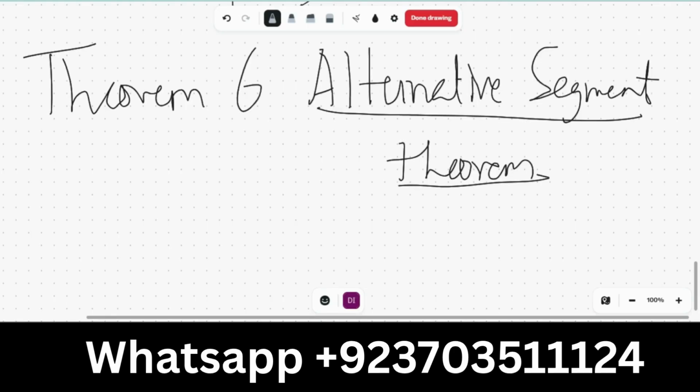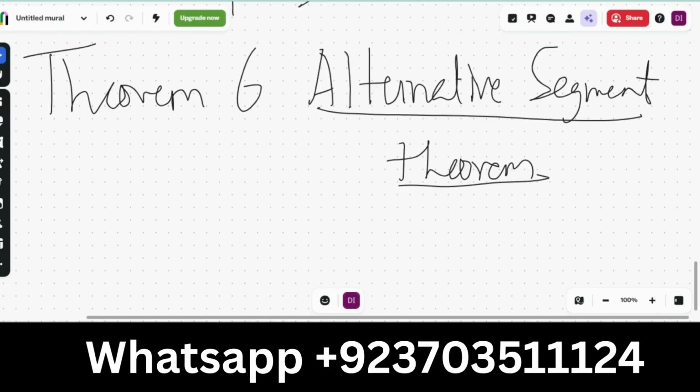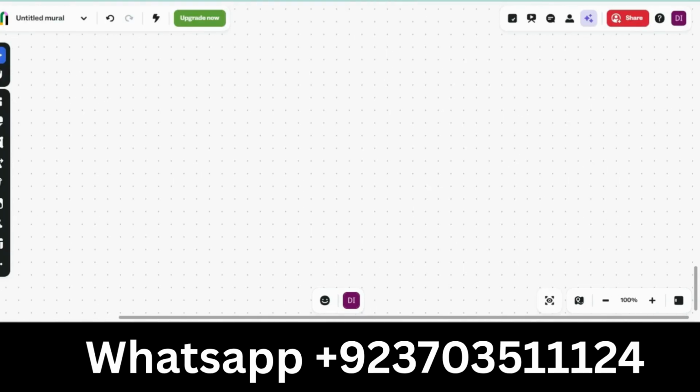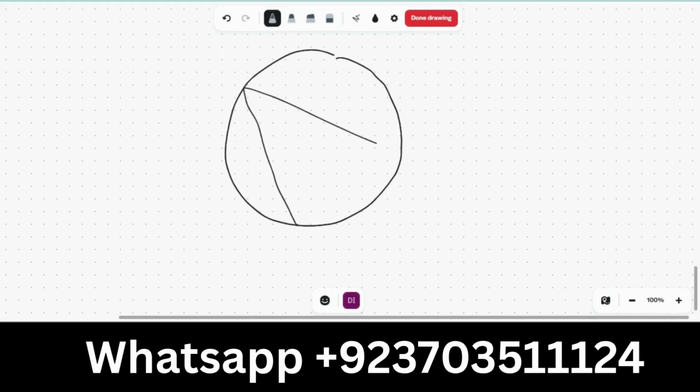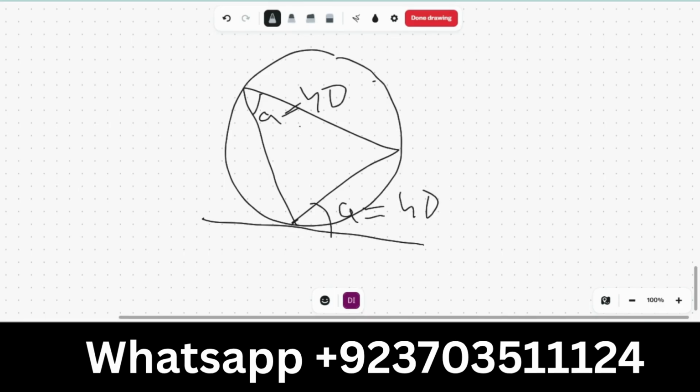In this theorem, if there is a tangent to a circle, okay, for example, this is a triangle. If there is a tangent on that, then this angle, this A, would be equal to the angle on the opposite side. If that angle with the tangent line is 40 degrees, then this A would also be equal to 40 degrees. That's all about it.